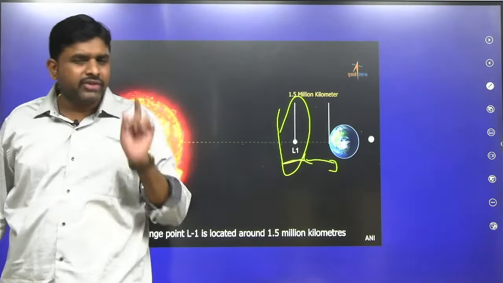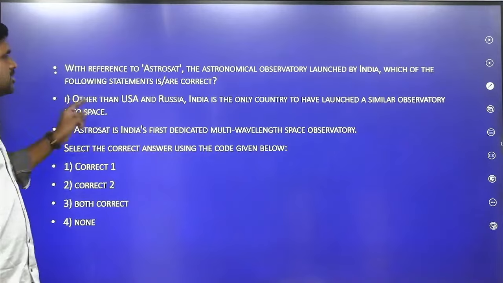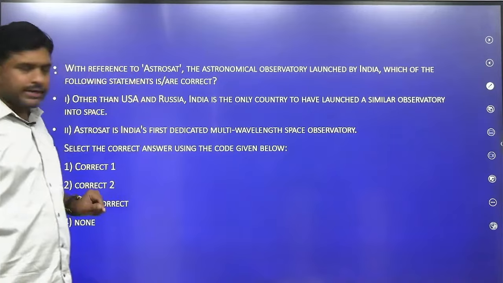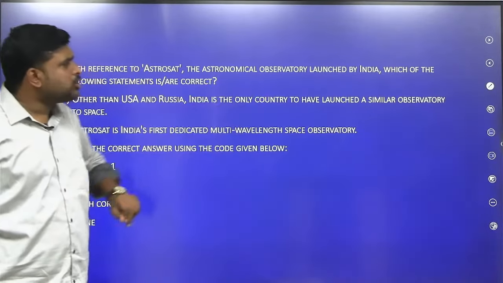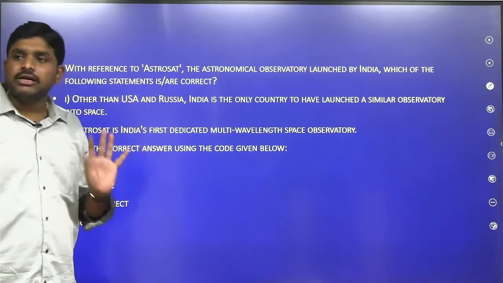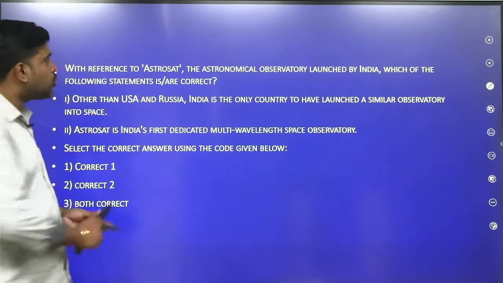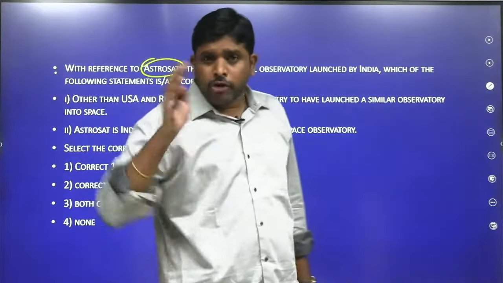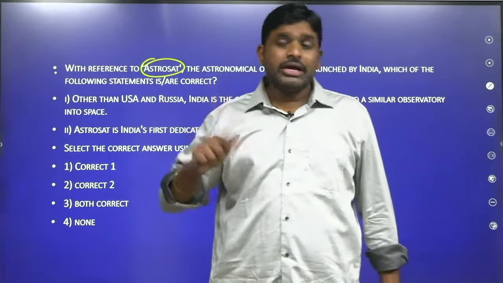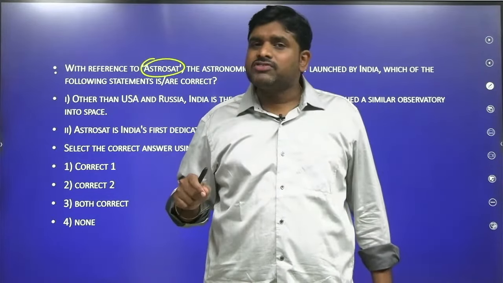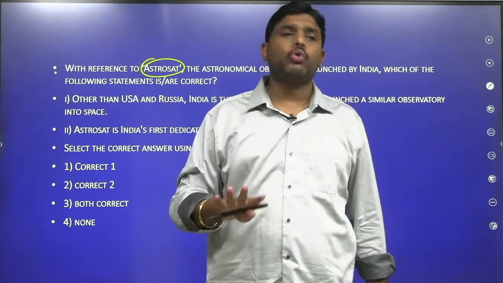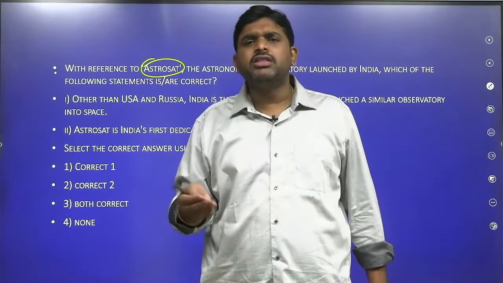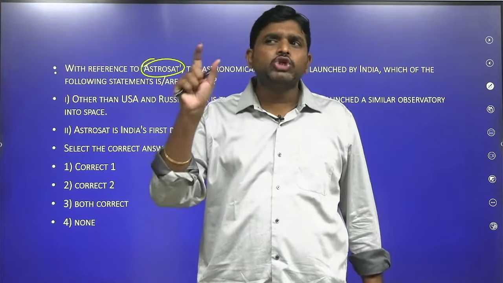So how do we have to identify? We will see. See, this is the PYQ of 2015. With reference to AstroSat, the astronomical observatory launched by India, which of the following statements are correct? So the question is about AstroSat. Now you should not study AstroSat. Now if you study AstroSat, you are a fool. Now we have to identify the same set of satellites, any new satellites launched by ISRO in the last 2 years, not only 2023, in 2022 or 2023 or in 2024. Oho, there was a question on AstroSat.